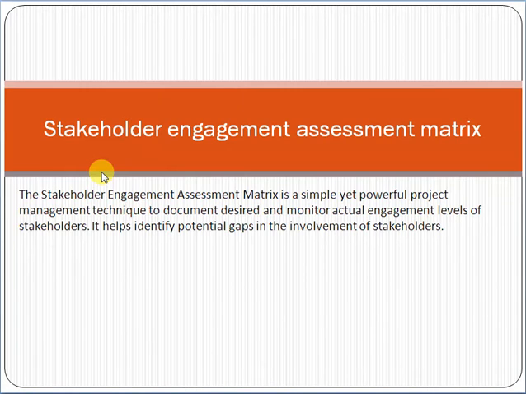Okay. Now friend, stakeholder engagement assessment is a simple yet powerful project management technique to document the desired and monitor the actual engagement level of a stakeholder. It helps identify potential gaps in the involvement of stakeholders. Friend, whenever we are initiating a project, we must assess and judge how much stakeholders are interested. Friends, this is very important: as a project manager, you must engage these stakeholders in a project.